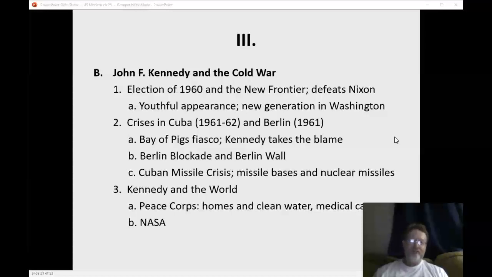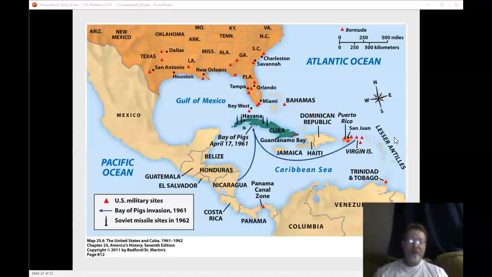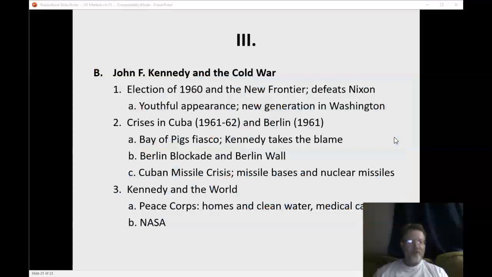Now, he wasn't around to see it. Spoiler alert: he's assassinated in 63 in Dallas, Texas. He's killed. So that's where it ends with Kennedy. We won't really talk about Kennedy anymore. Kennedy is incredibly important as a president, and had he managed to actually stay in power, we would have probably seen a lot of things different.